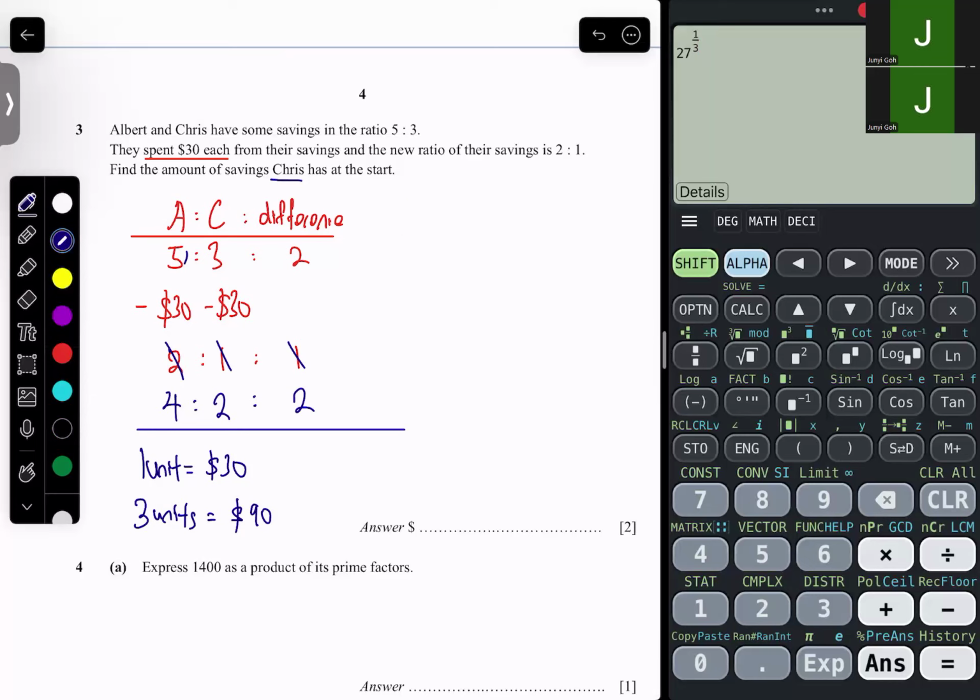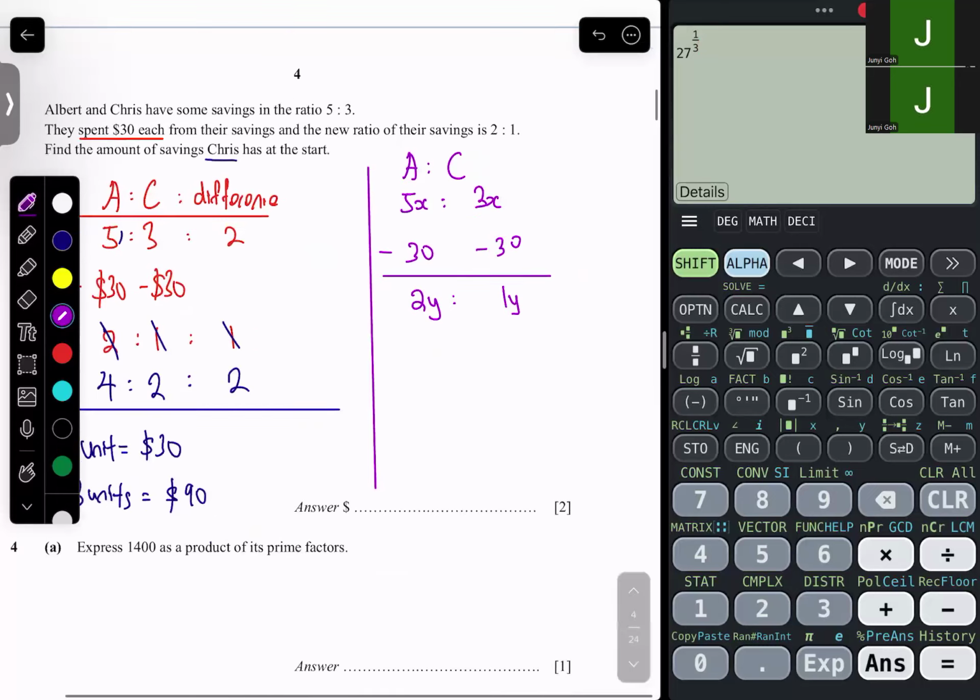Now, the thing is, it's very hard to remember primary school techniques when we reach secondary school. So what is a secondary school method that we can use to deal with this? We say that Albert and Chris, 5:3, let's call this 5x is to 3x. So they minus $30, minus 30. Something happened to both of them, so they now have a new ratio, 2:1. Now let's call it 2y and y.